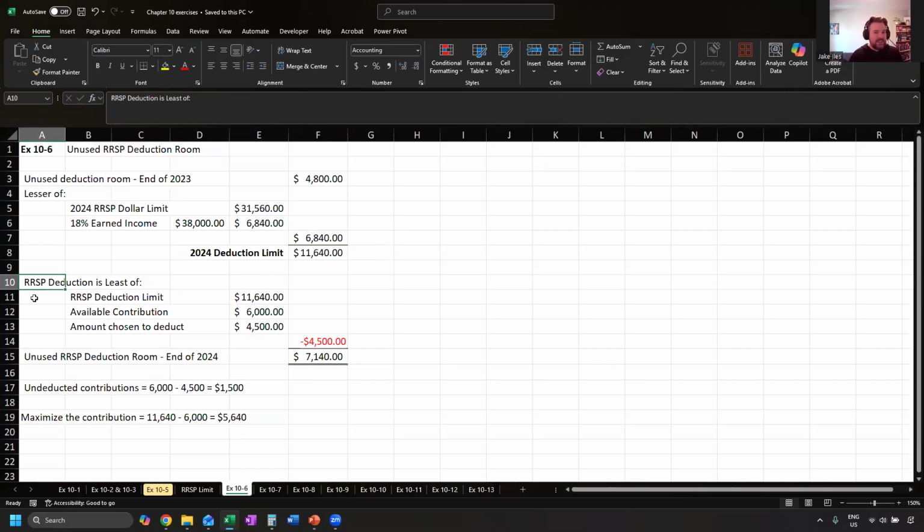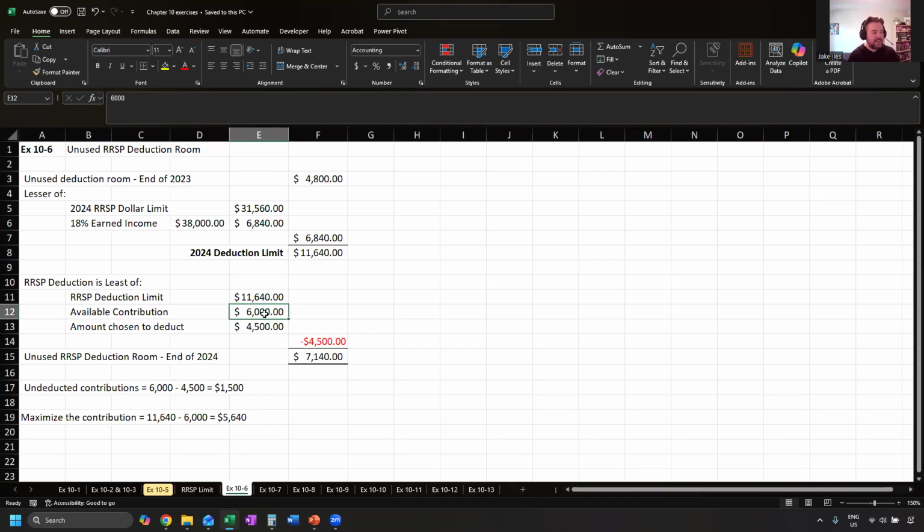So the RSP deduction, the amount that he's allowed to subtract from his income, is the lowest of three numbers: his RSP deduction limit, which we calculated as 11,640, how much he actually contributed, $6,000, and how much he chose to deduct, 4,500. So he put $6,000 into his account, but he's only deducting 4,500. So we have unused deduction space of 7,140.